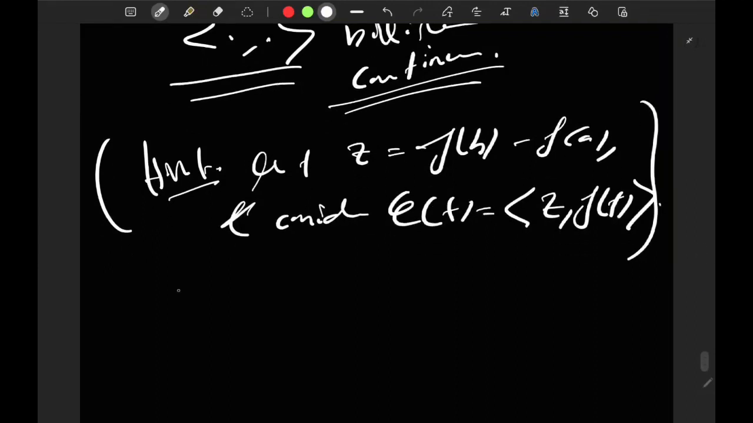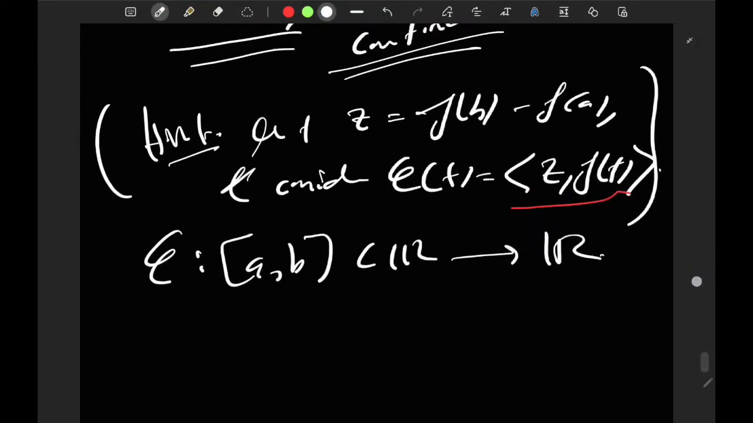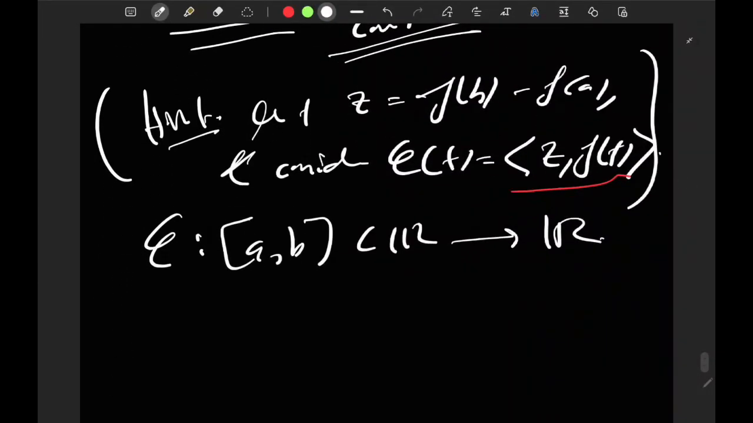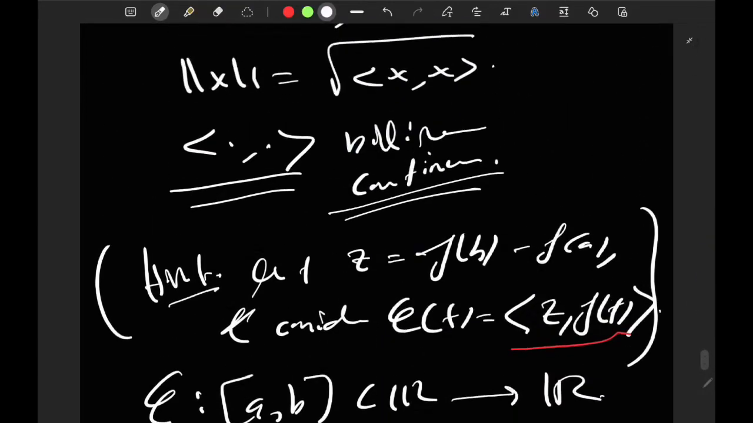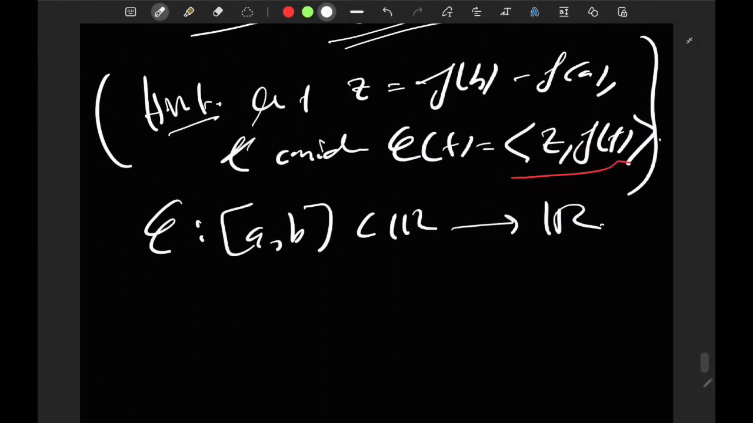This phi is a map defined on the closed interval [a, b] inside R, and it maps into R because it's doing an inner product, and after this inner product you become a scalar. So you can apply the mean value theorem to phi. That's as far as I can see. This is the only thing we can do to hope to get something of this sort. So let's do the MVT on phi.